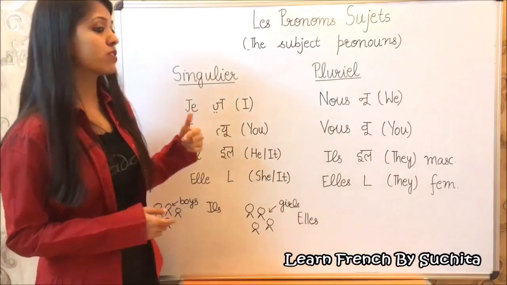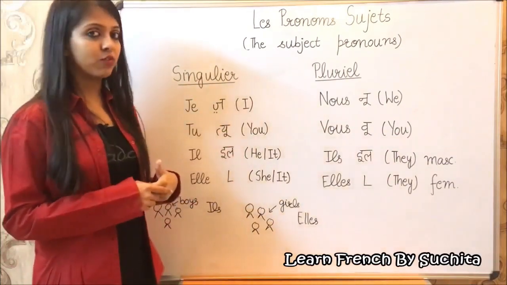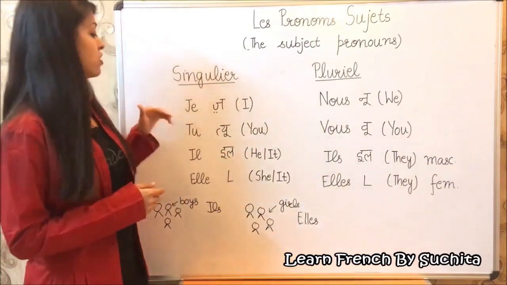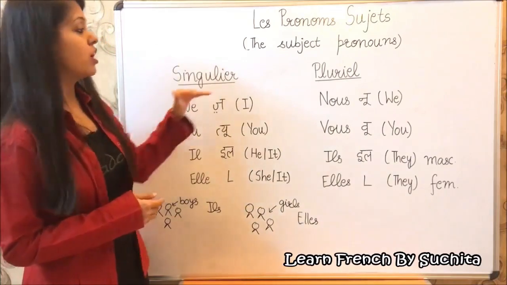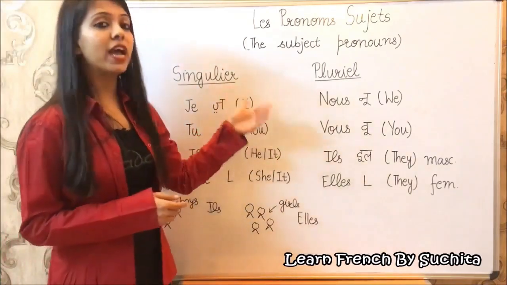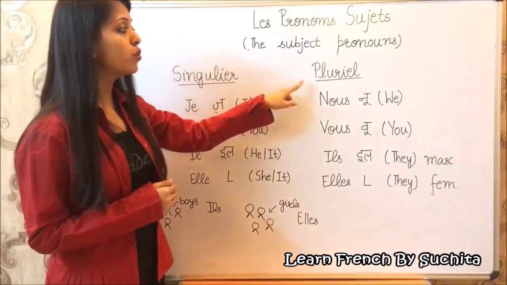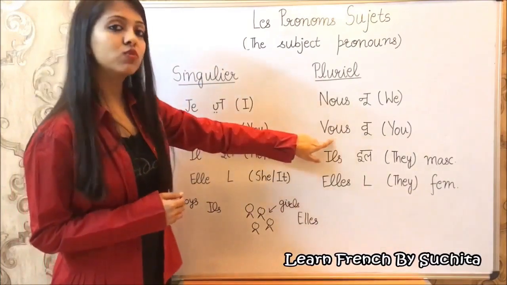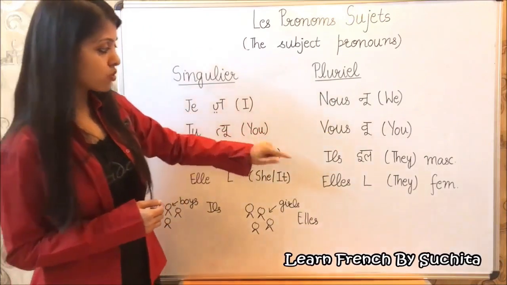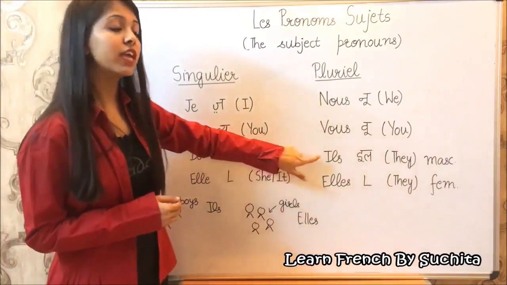For example, if I want to say Rohan, you are studying French. So Rohan is a singular person. So I'll use tu. If I want to say Rohan and Ria, you are studying French, so Rohan and Ria are plural subjects. So we'll use vous. Now let's come on to the second last subject, which is ils.